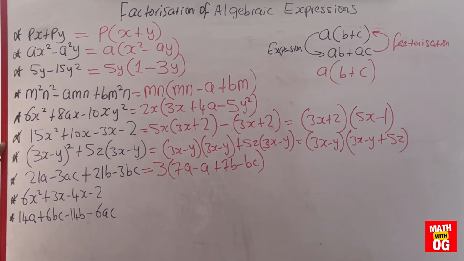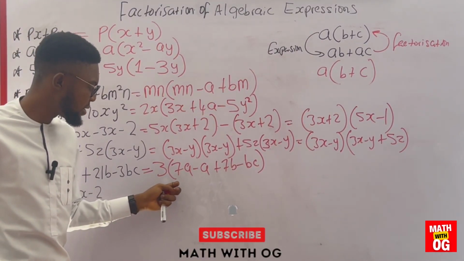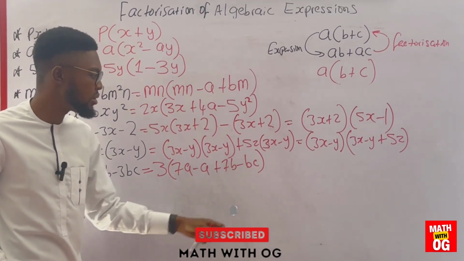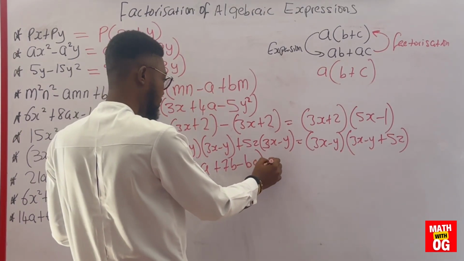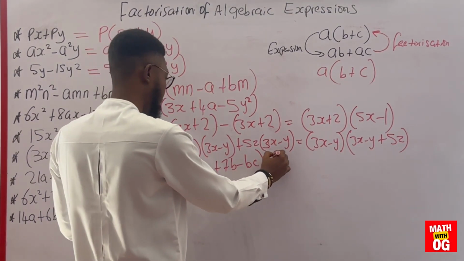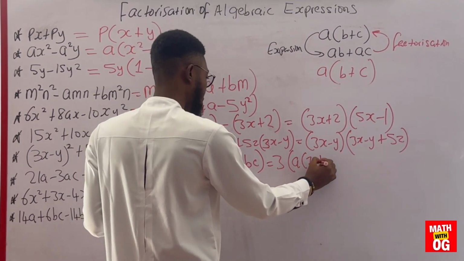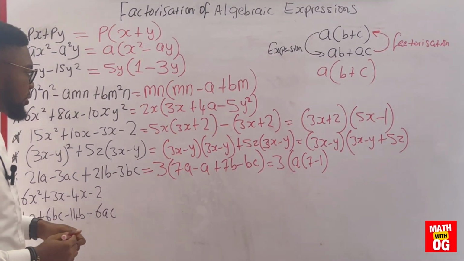So I believe that's correct. 7a minus a, 7b, and bc. Now you agree with me that something is common here, and that is a. Between 7a and a, a is common, and between 7b and bc, b is common. So this should give us 3 open bracket a into 7 minus 1. Then you have 7b minus bc.